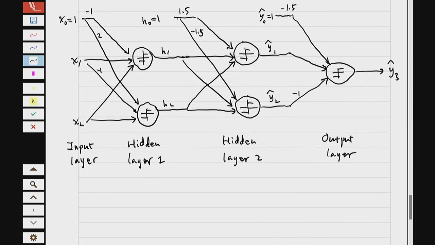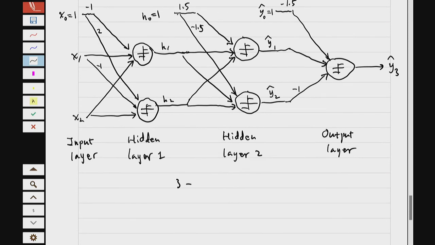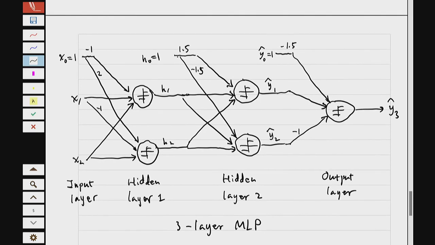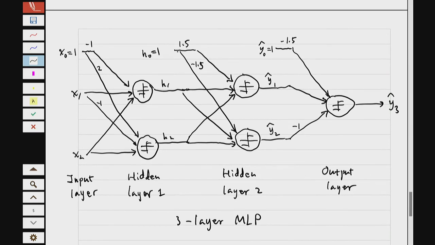Altogether, even though it sounds like there are 4 layers, right? The convention is to call this a 3-layer multi-layer perceptron, yeah? A 3-layer MLP. We do not count the input. Yeah, just the same terminology as in neural network. Any questions about this? Yes. Yeah. We just count the neurons, right? The perceptrons. We have 3 layers of perceptrons. So it's a 3-layer multi-layer perceptron.